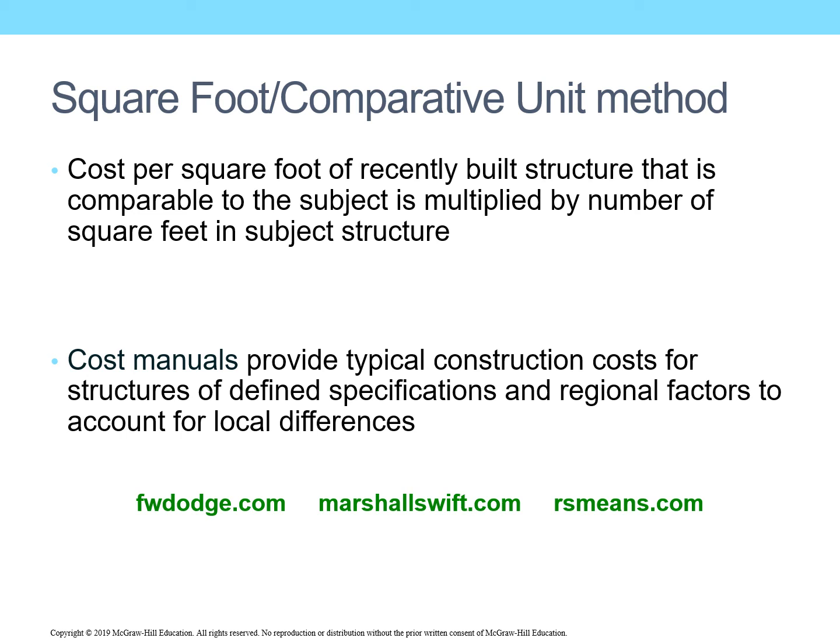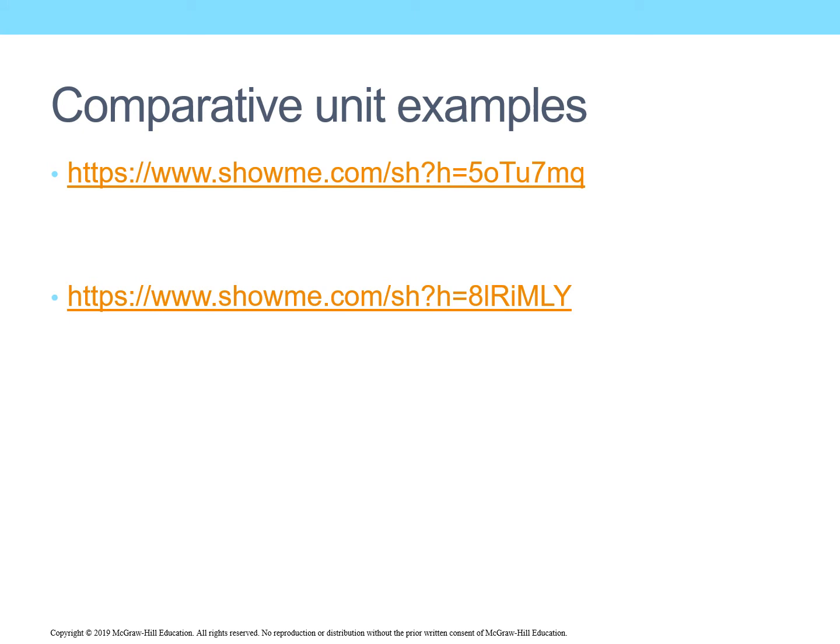Square foot comparative unit method is where we take the cost per square foot of a recently built structure that's comparable to the subject multiplied by the number of square feet in the subject. We may have to make some minor adjustments to that cost per square foot, but that's relatively minor. That's easily accomplished. Where do we find the cost per square foot? Well, oftentimes our cost estimating services will also have this information for us. Here's a couple of examples that I've prepared for you using comparative unit method.